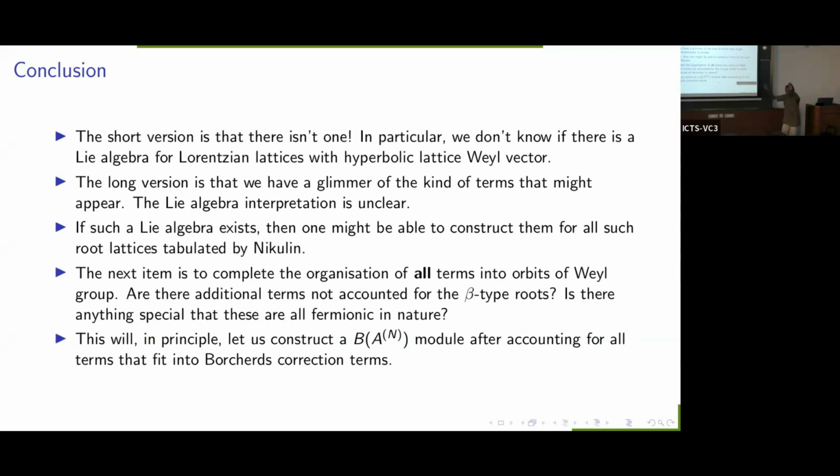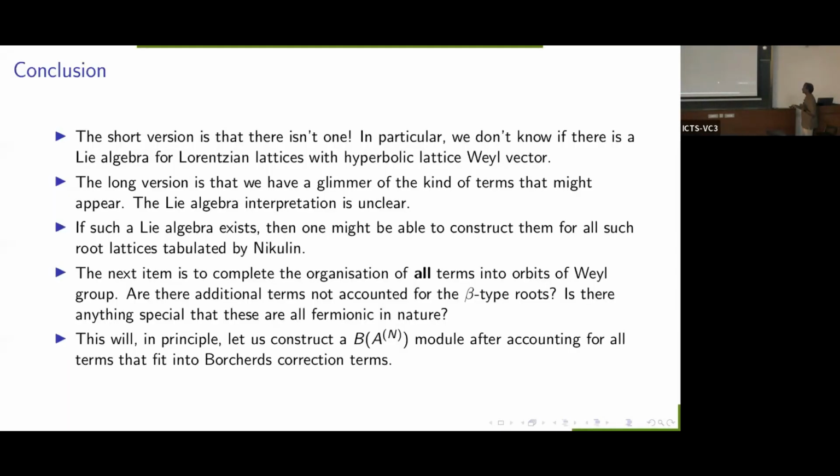Like somebody asked, can you write the Lie algebra for it? Write all the generators, what are the commutation relations or Lie brackets, etc. So what we have in mind is we are in the process of trying to complete the organization of all this. And are there more types of this beta type of roots? Is there anything special? Because all the ones which we have are always formulaic. So is there something special going on? That's all. Thank you.